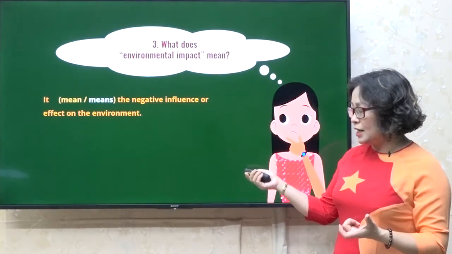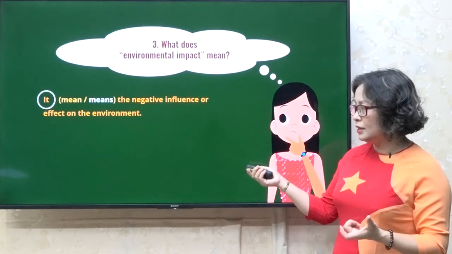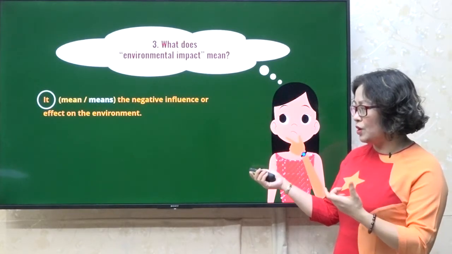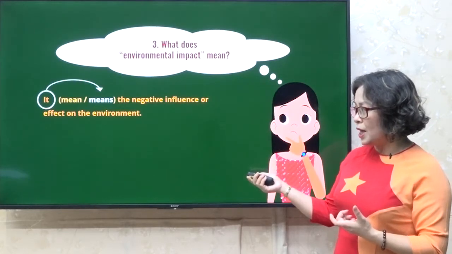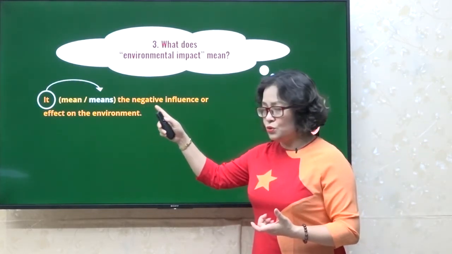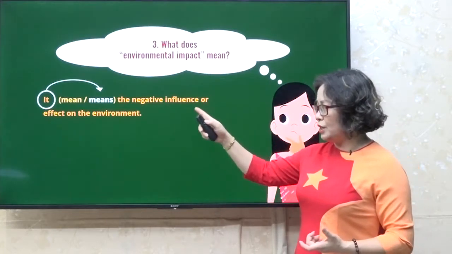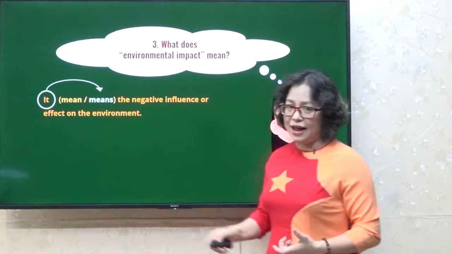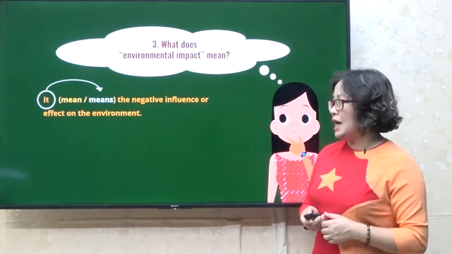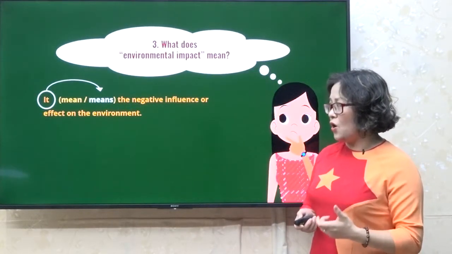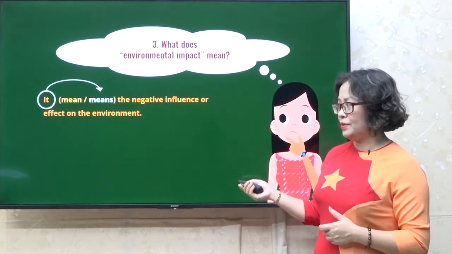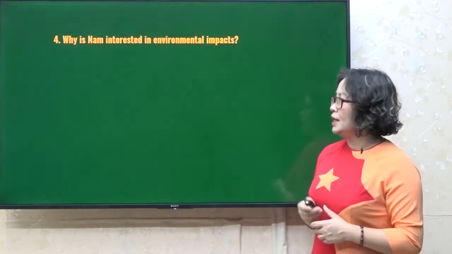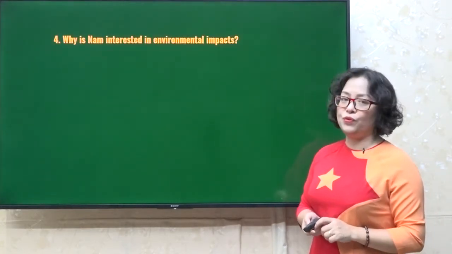In this case, I'd like to focus on the subject-verb agreement in this sentence. It belongs to the third person, so it means. Remember that we have to add s at the end of the verb. It means the negative influence or effect on the environment. So, means is the correct answer. Now let's come to question 4.